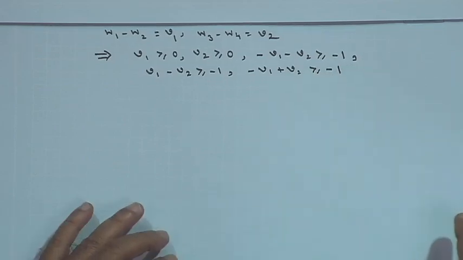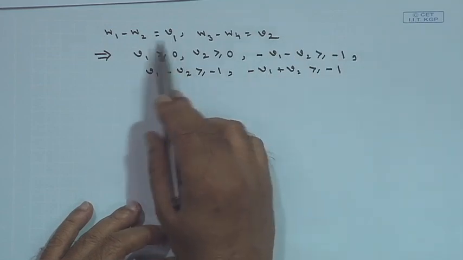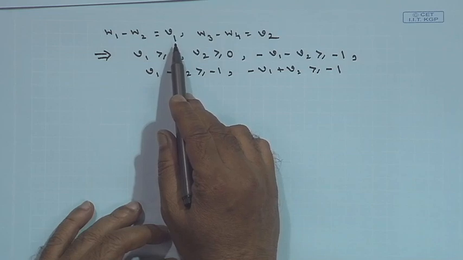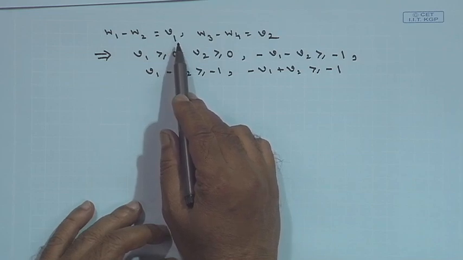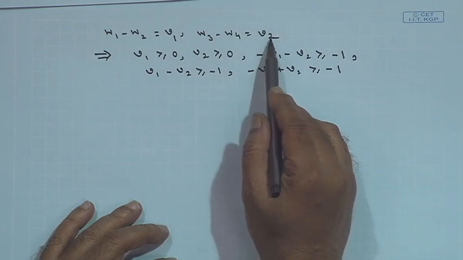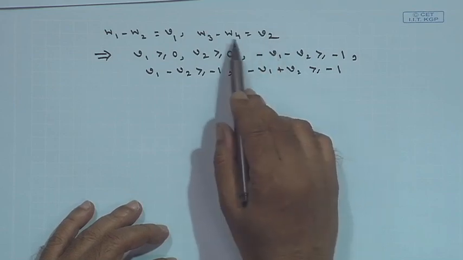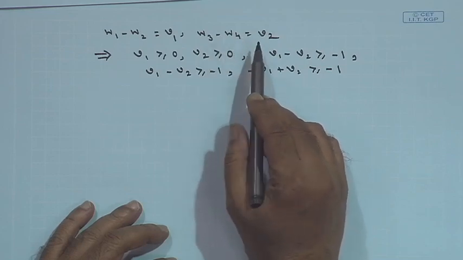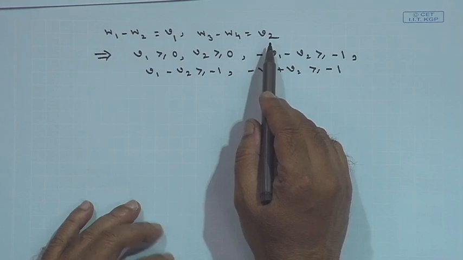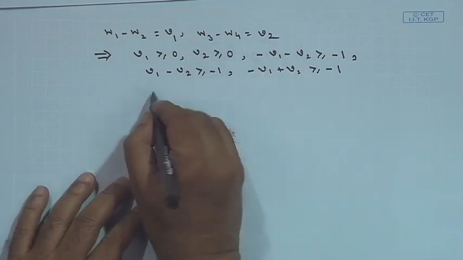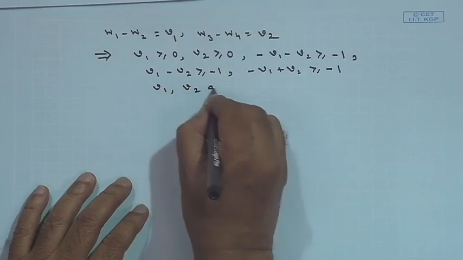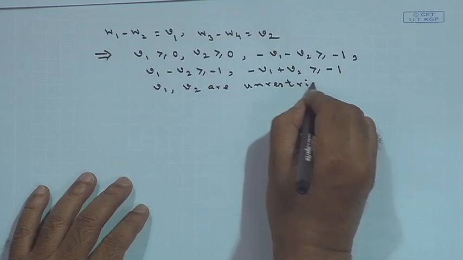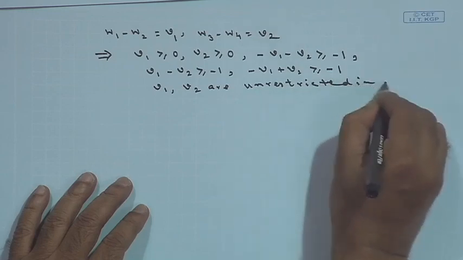And whenever I have assumed V1 as W1 minus W2, I can't predict what the value of V1 will be. V1 can be positive, can be negative, can be anything. Similarly, V2 also I can't say anything, because W3 and W4 are both greater than or equal to 0, but from there I cannot predict what would be the sign of V2. So, basically V1 and V2 are unrestricted in sign.